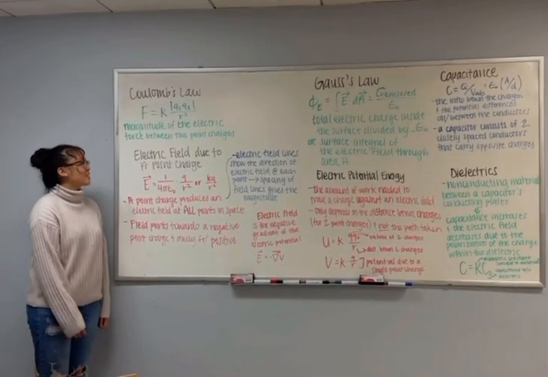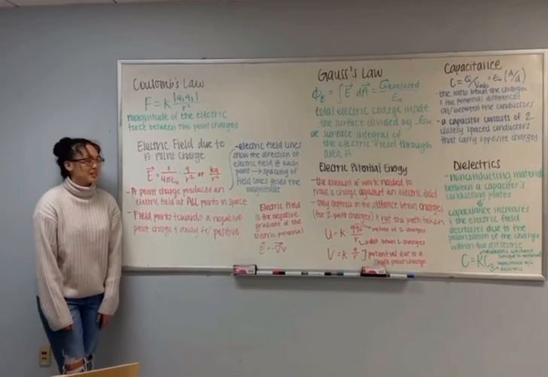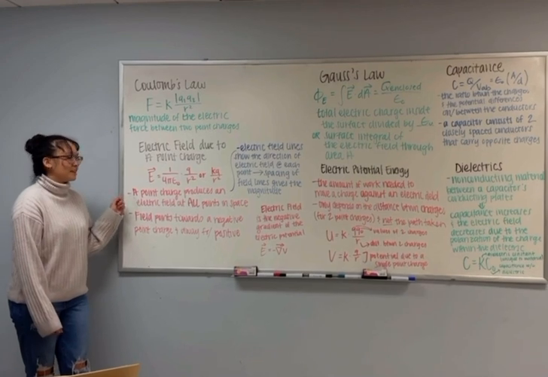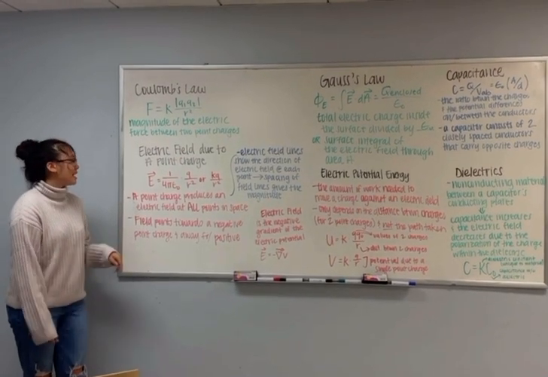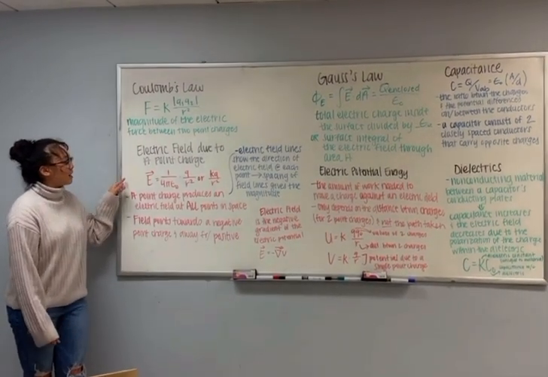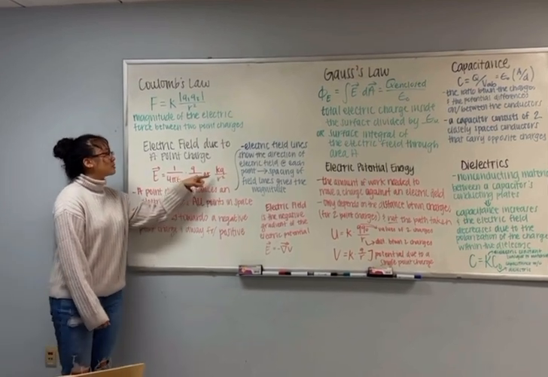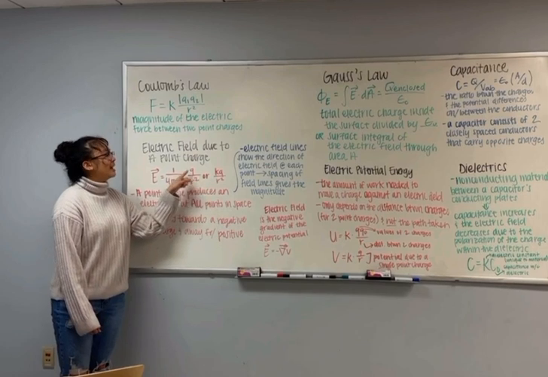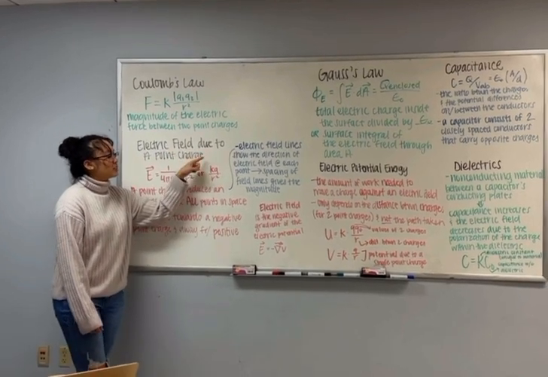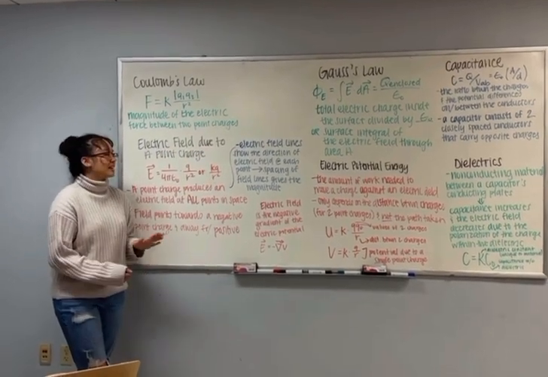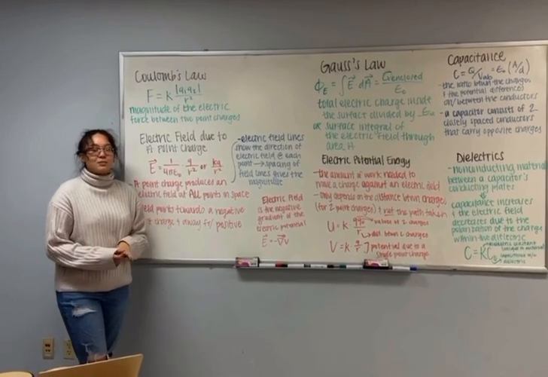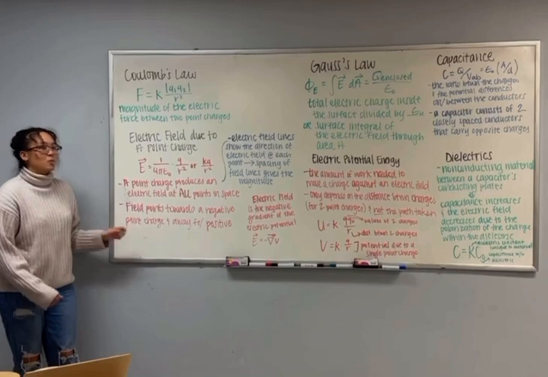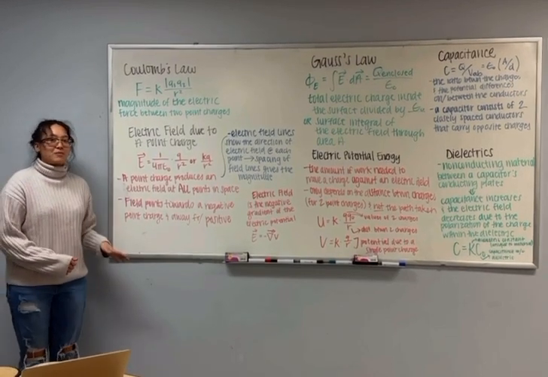Next we're going to talk about electric fields due to a point charge. Essentially, a point charge produces an electric field at all points in space, and this electric field can be found by multiplying Coulomb's constant times the point charge divided by the radius squared. These electric field lines show the direction of the electric field at each point, while the spacing of the field lines demonstrates the magnitude, and the field will point towards a negative charge and away from a positive.